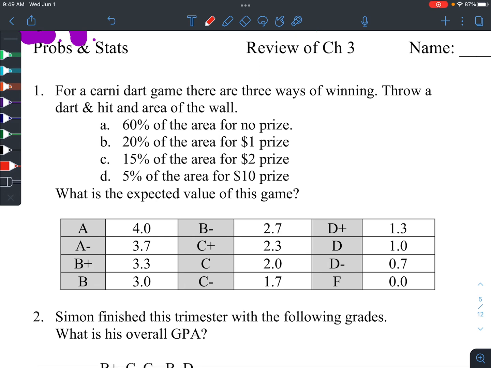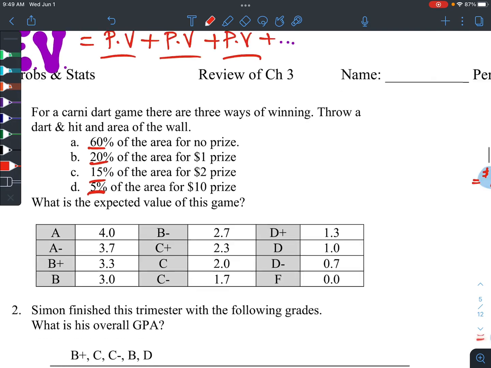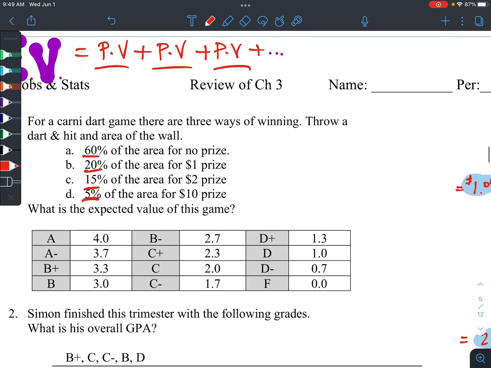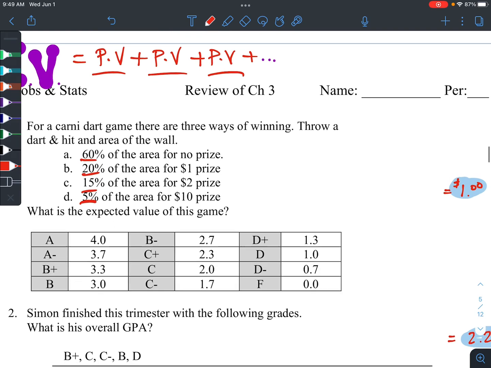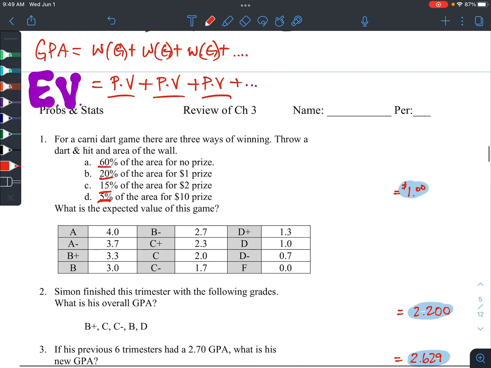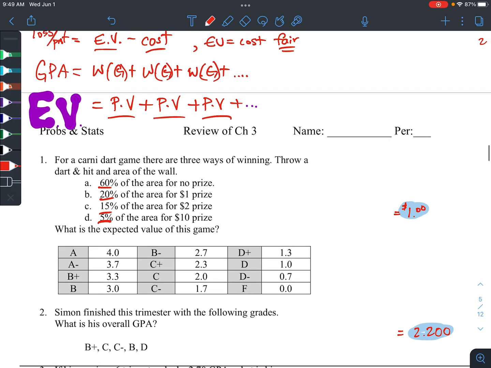Here are the type of problems. Notice here we have 4 scenarios that all add up to 100%. So this is a good game to analyze for expected value. You should be able to get $1 out of this one. Okay, and number 2, make sure you get 2.2 is the GPA after their first trimester. Make sure you round those off to the nearest thousandths, and good luck working on the rest of those problems.